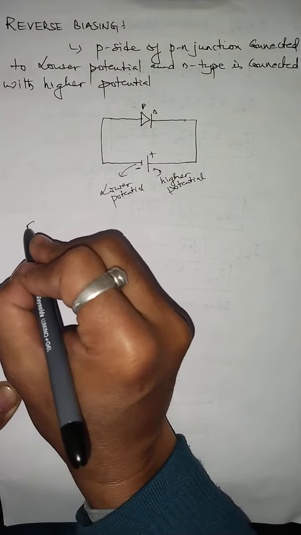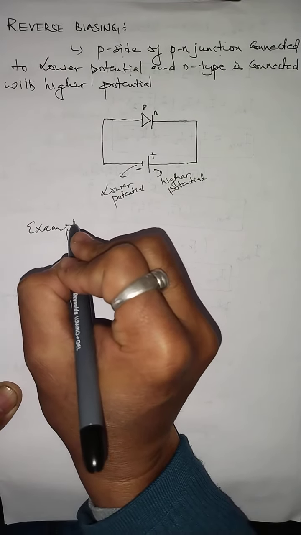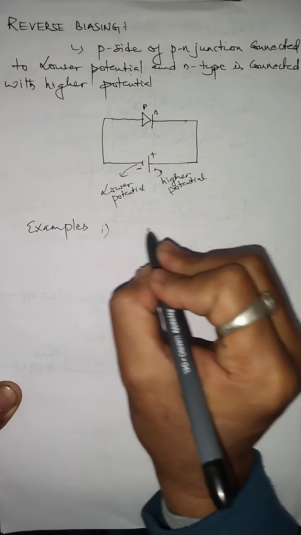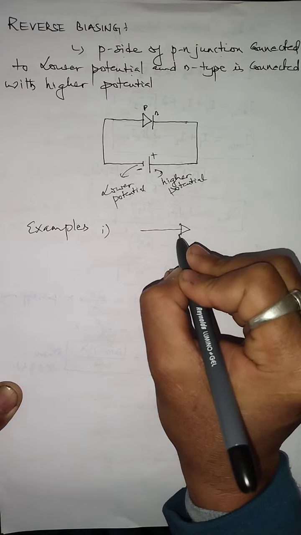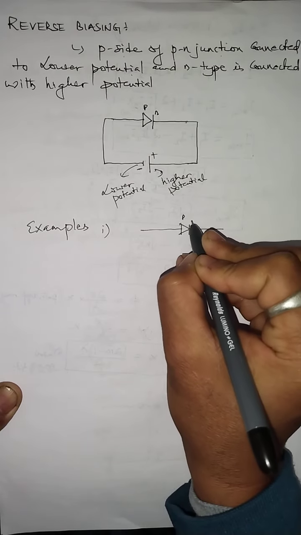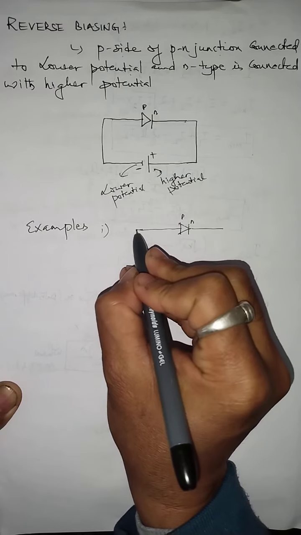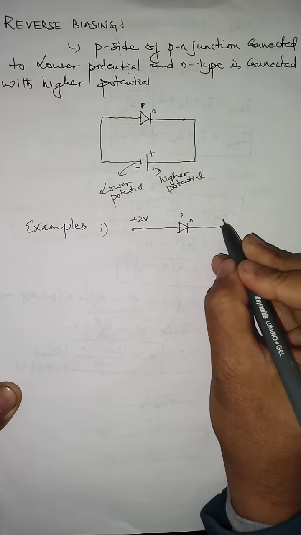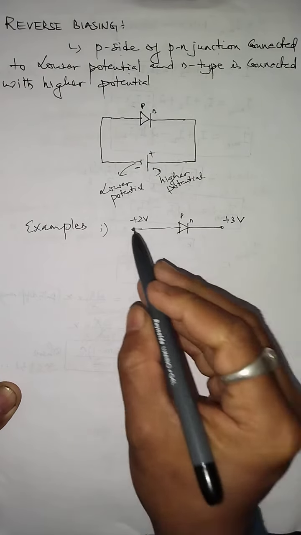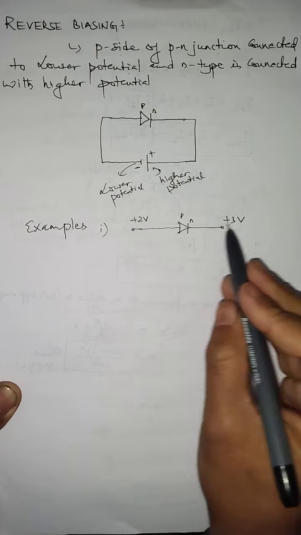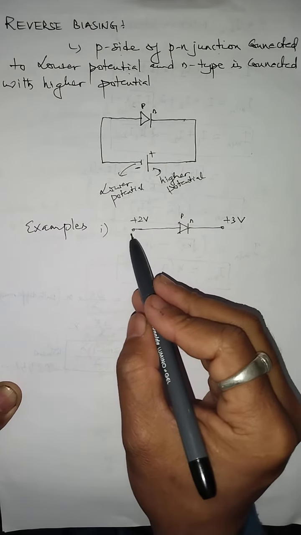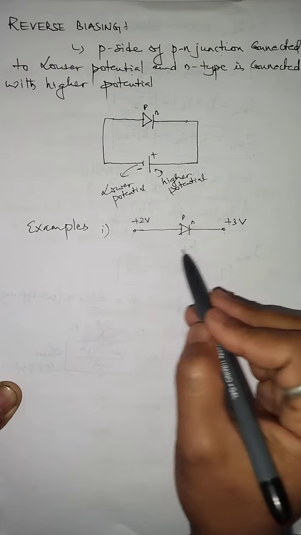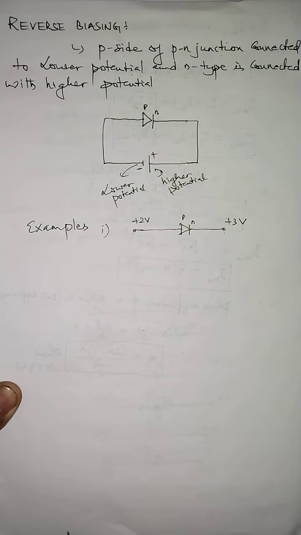Now there are other examples that we can see so that we can understand the PN junction diode is under what biasing? Reverse biasing. So let me just take an example. This is a PN junction diode, this is the P side and this is the N side, and the P side I connect with, say, plus 2 volt and the N side with plus 3 volt. See, both terminals are connected to positive potentials, but one is plus 2 volt, which is called lower potential, and one is plus 3 volt, which is called higher potential. Okay, then this is called reverse biasing. This is what biasing? Reverse biasing.